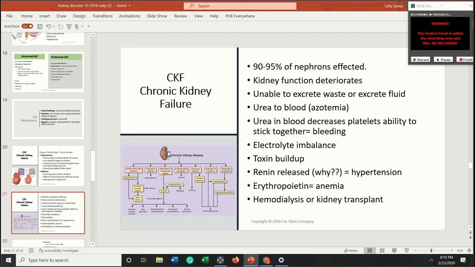Anemia can occur as well, because if the kidney is damaged, it's not going to be able to make that erythropoietin very well, and nothing is stimulating it to make the RBCs.